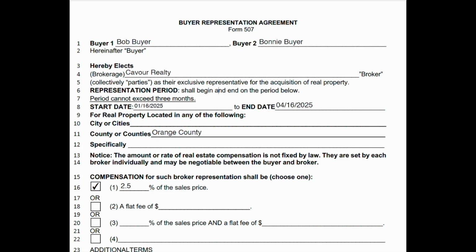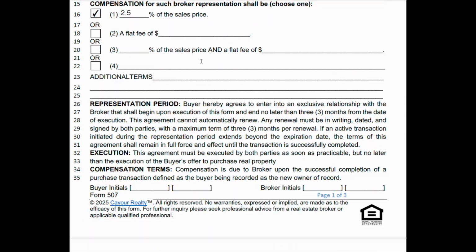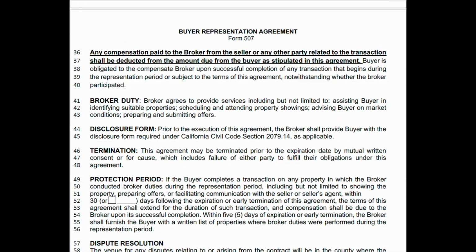This is a 2025 buyer representation agreement for independent real estate agents, but even realtors can use this because this form conforms with the NAR settlement requirements and even state laws, like California has recently enacted a law effective January 1st, 2025. All real estate licensees, this includes non-realtors, must have a buyer representation agreement in place. And it's possible other states will enact legislation similar to this.